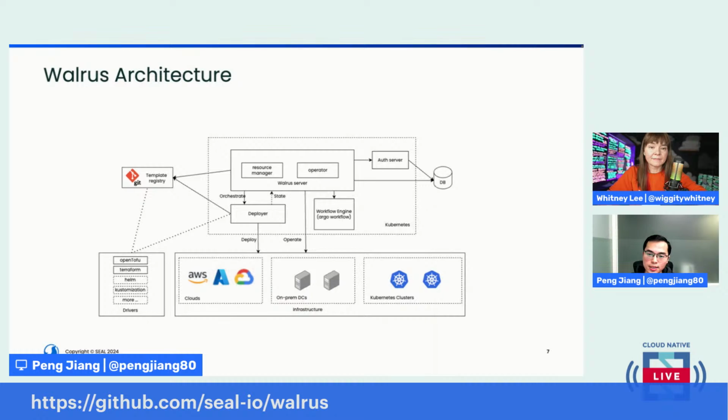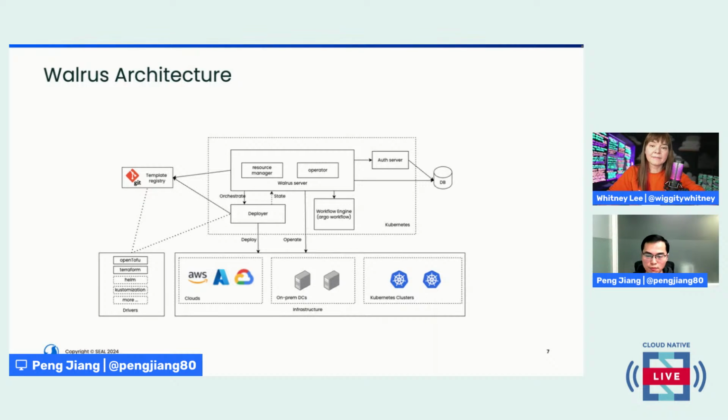Okay, here is an architecture diagram for Walrus. Walrus is based on Kubernetes, so it has some core services. The first one is the resource manager. The resource manager is responsible for synchronizing your template registry, managing your resources, and composing them as an application. The resource manager is also responsible for calling the deployer to do the real infrastructure provisioning task.